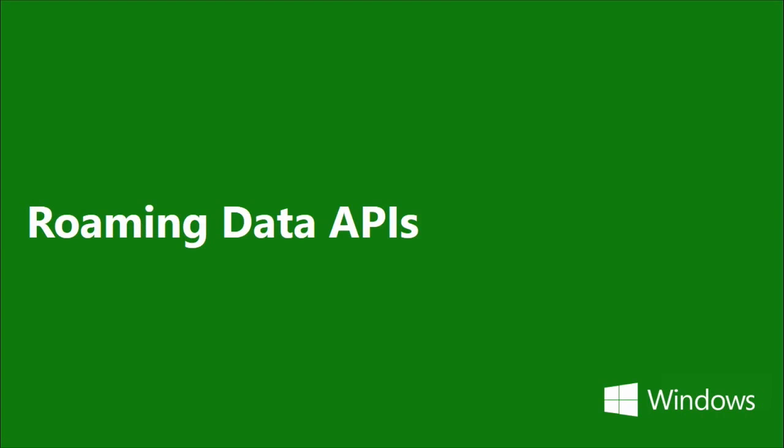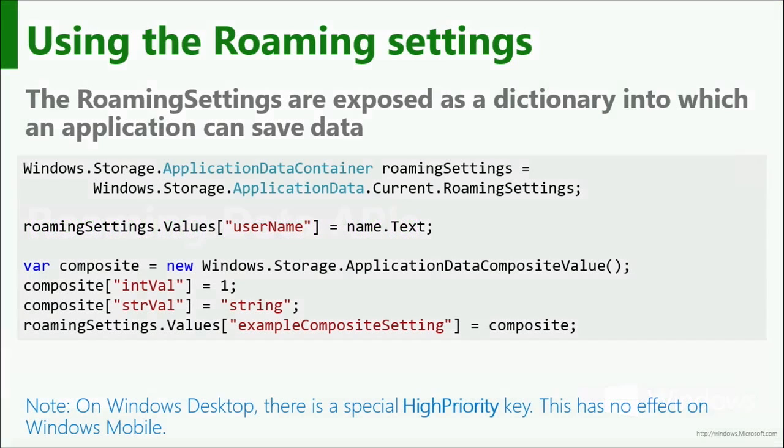That's right. So useful though roaming data is, let's have a look at how useful it is. You need to be aware of what it's appropriate for. This is part of the connected experience, of course. The roaming settings is just a good old-fashioned string value dictionary, like a value set, probably. It's exactly like a value set, in fact.